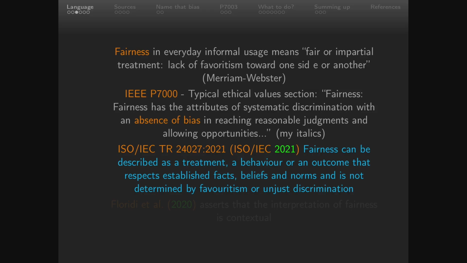And again, 24027 has to say that fairness can be described as a treatment, behavior, or an outcome that respects established facts, beliefs, and norms and is not determined by favoritism or unjust discrimination. Again, more neutral, more nuanced. And a year or so previous to that, we have Luciano Floridi's paper with several other people that says the interpretation of fairness is contextual. And I guess you wouldn't be surprised if you think about that a little bit further.